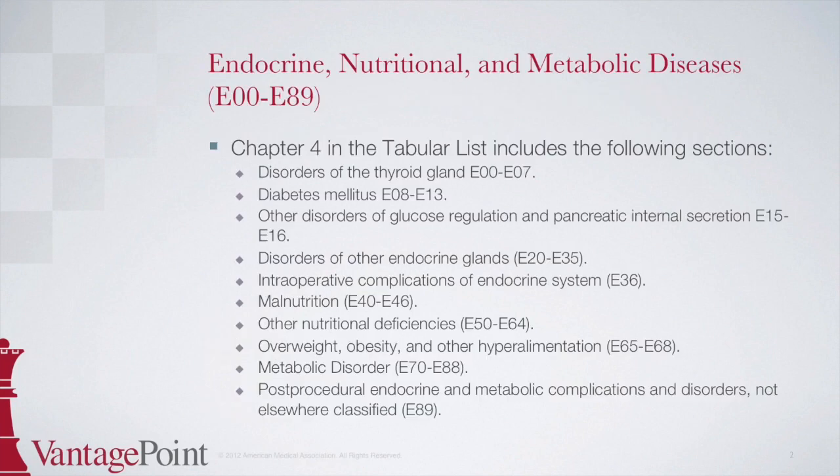As you can see on this slide, the codes for this chapter start with the letter E, which is kind of easy to remember, E for endocrine. If you remember from ICD-9, these codes all started with the number 2. However, there are many more codes for the endocrine system in ICD-10, primarily due to all the new combination codes for diabetes, which we'll review in more detail.